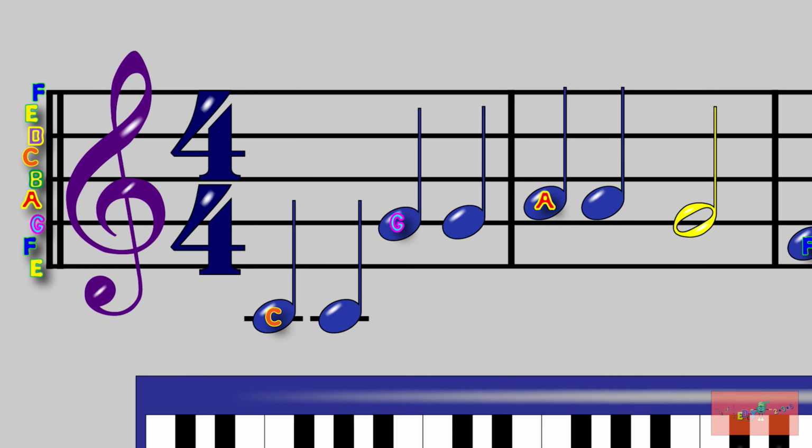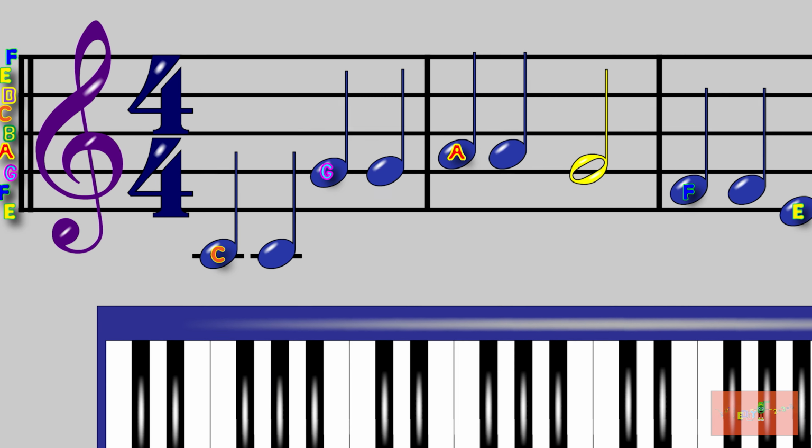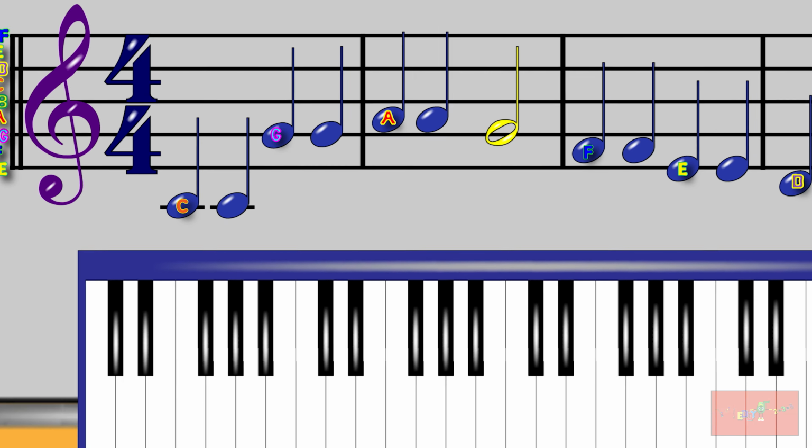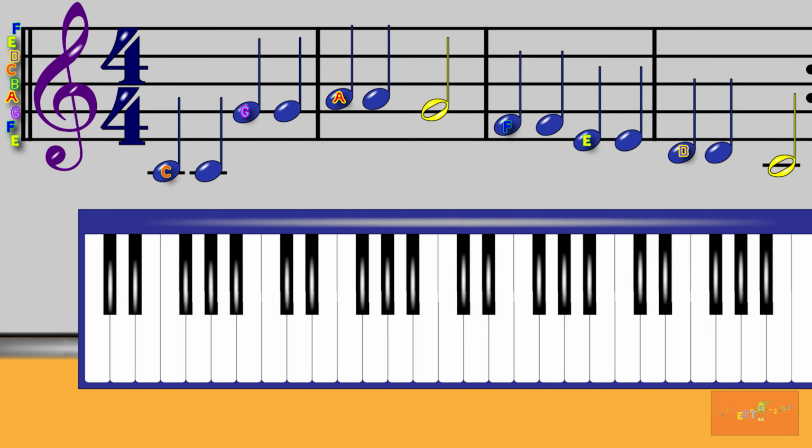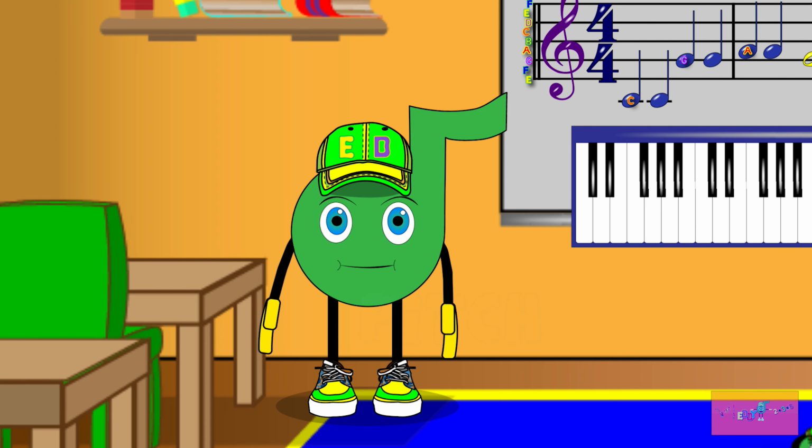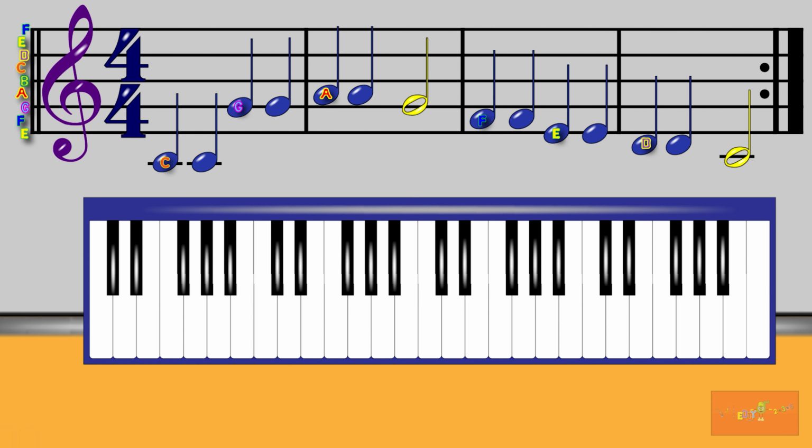If you've seen the video, Learn How to Read Music in 5 Minutes, you already understand how to read these rhythms. If you don't understand how to read these rhythms, you should watch the first part. We're almost ready to go. Our first note is middle C, so we're going to start there.